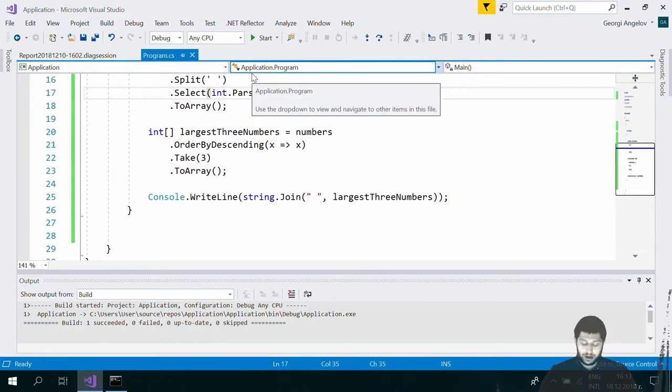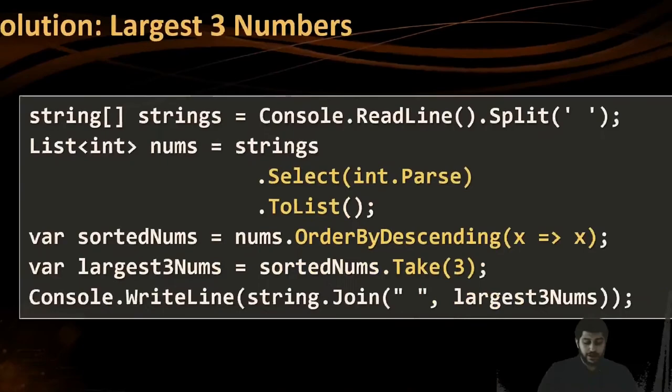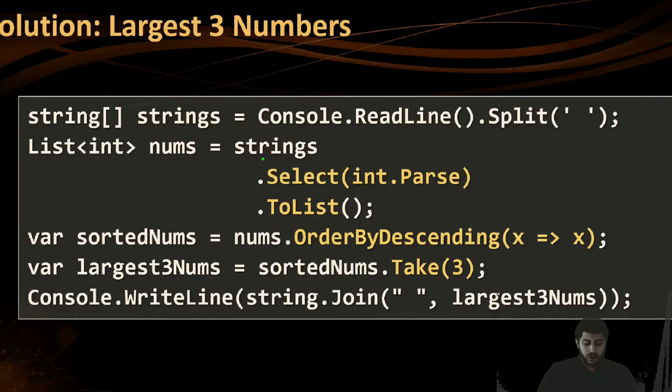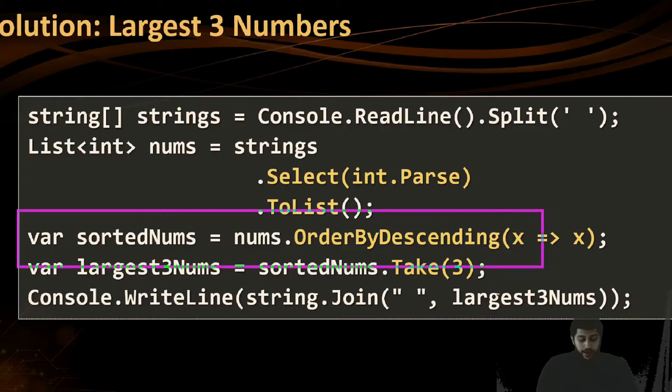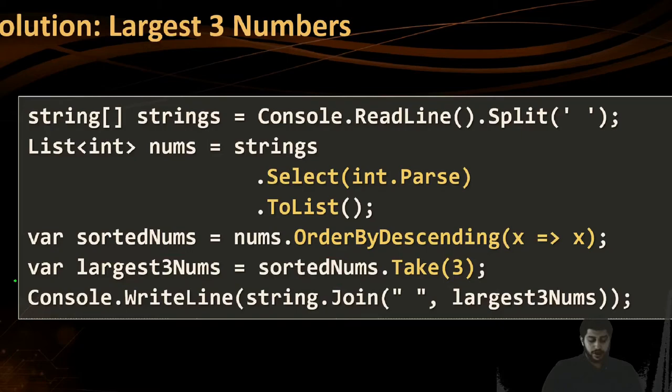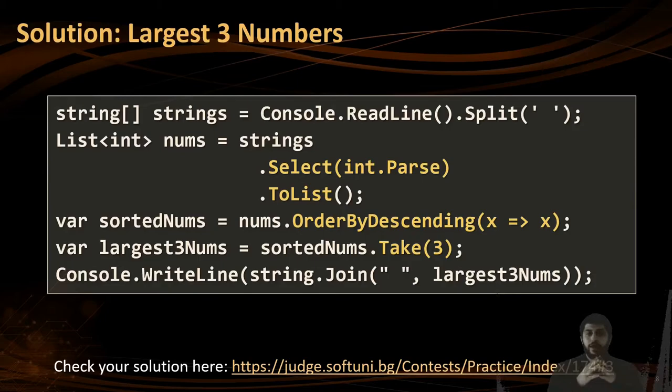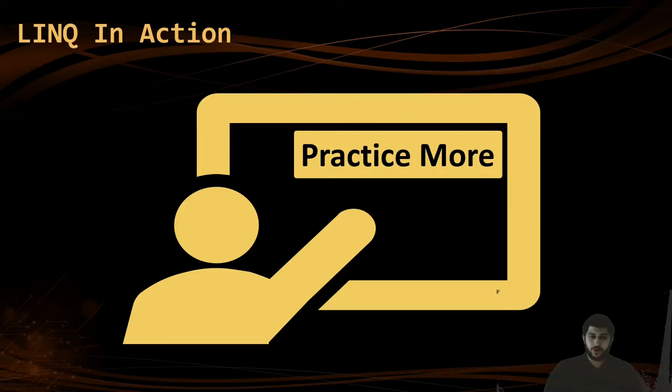Now let's check the actual solution. As you can see, it's pretty much the same as the one we did. So we convert each string into an integer, and instead of using array, they are using lists here. It doesn't really matter. Finally, ordering and taking the first three items from the collection and outputting everything together. Now, this is a pretty straightforward problem, but in order for you to get better, you need to practice. Try finding other problems which you can solve using the language integrated query.